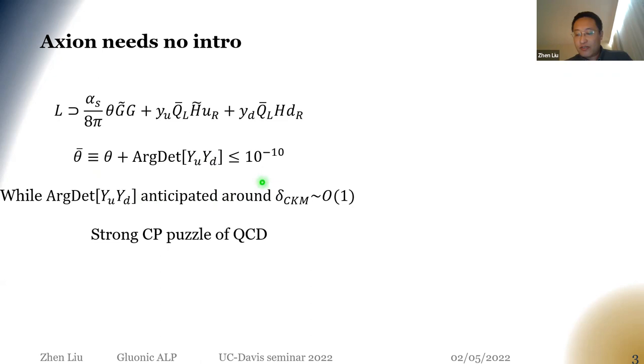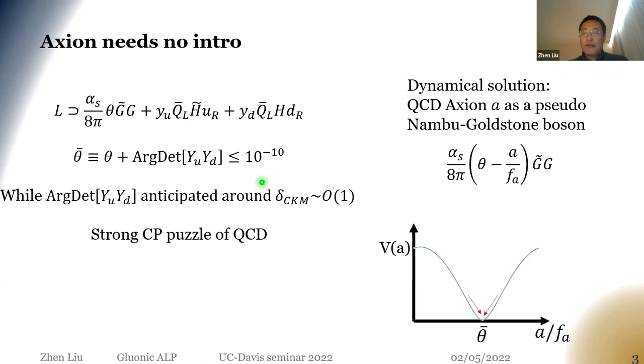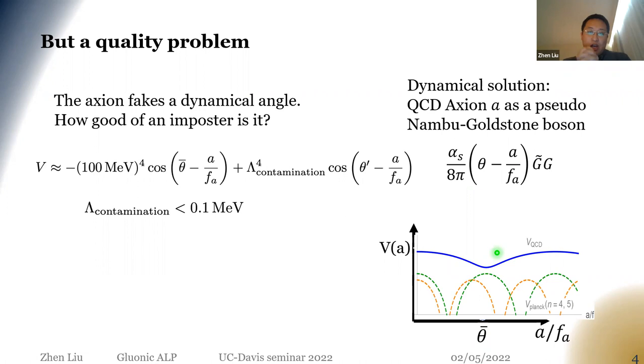Of course, people realized this, and there was an elegant dynamical solution after realizing that the QCD potential itself is minimized at the effective theta bar of zero. So if we make this angle a dynamical field, which we identify as the axion field, we can minimize the potential and make it consistent with our low energy measurement. Such a dynamical degree of freedom, we call it axion. So this dynamical field fixes that angle at low energy. Okay. So let's ask how good an imposter of a zero CP angle this is.